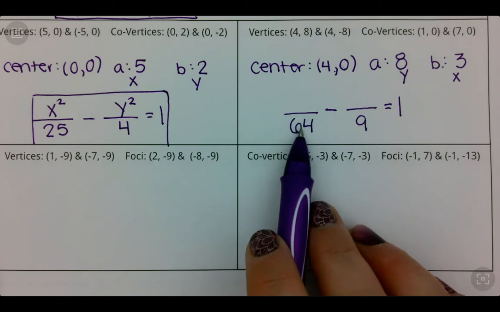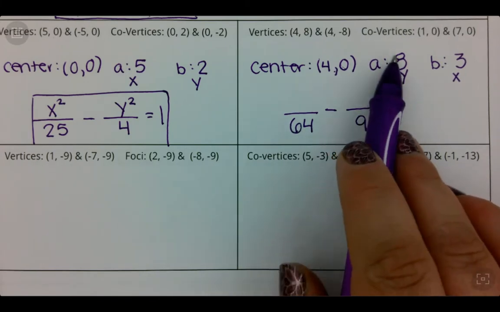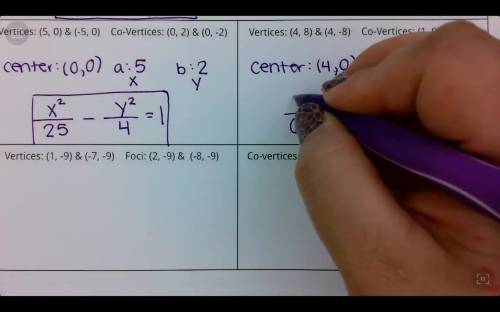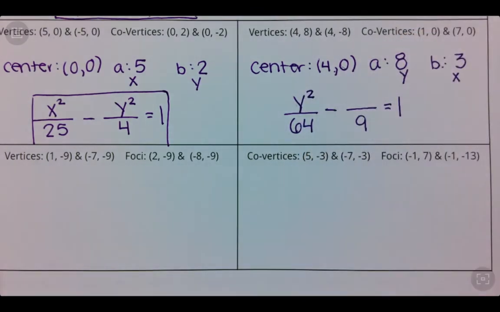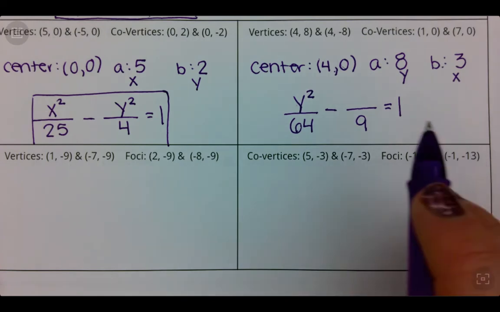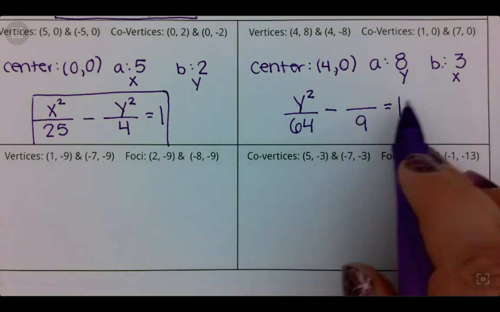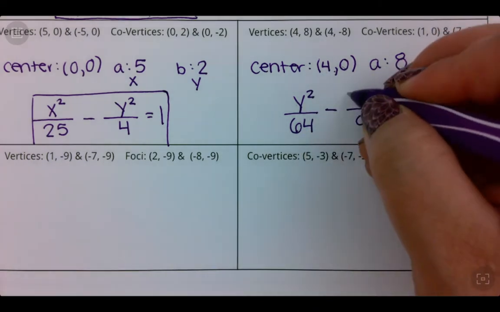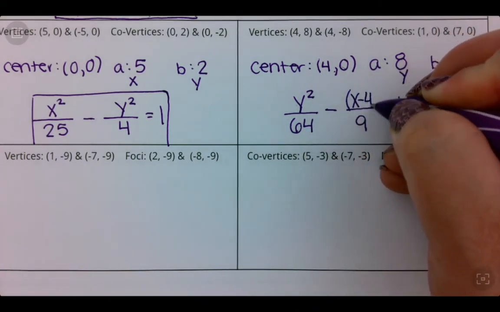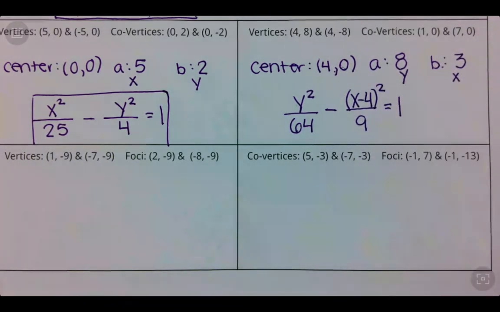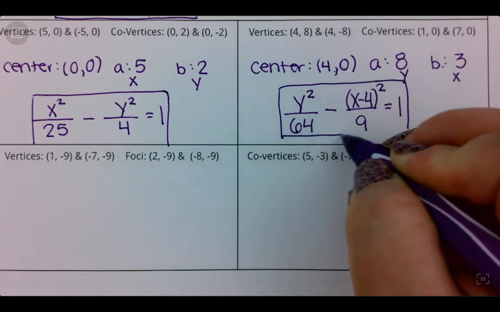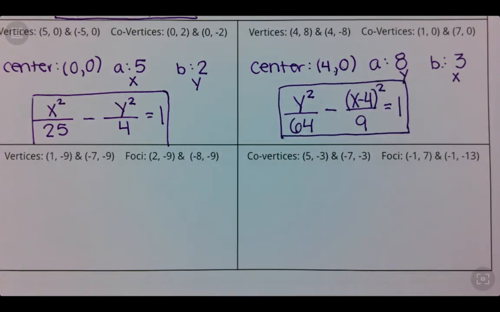And since this was the y values changing, y goes first. But the y part of the center was 0, so it's just y squared, no parentheses or anything. Over here, we're going to put the x's. That was a value of 4 for the center, so we're going to put x minus 4 squared in there. And that's all. So if you understood how to graph hyperbolas, these really aren't that different.